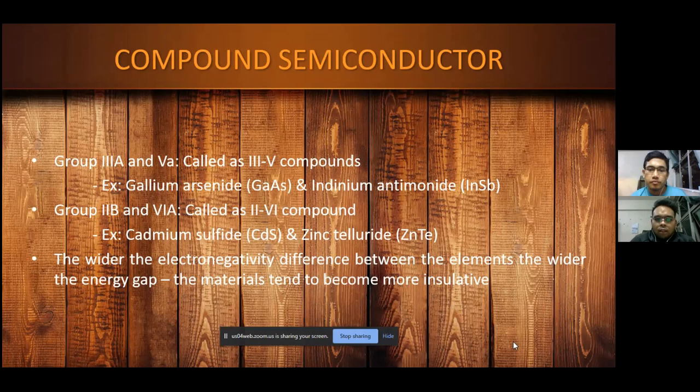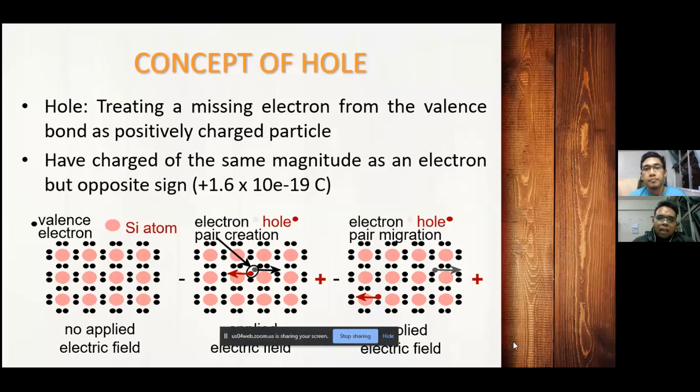As the two elements forming these compounds become widely separated with respect to their relative position in the periodic table, the electronegativities become dissimilar. So the atomic bonding becomes more ionic and the magnitude of the band gap energy increases. It can be concluded that the materials tend to become more insulative.